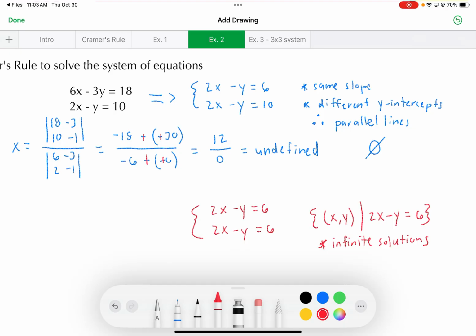So watch out for when you get a 0 in the denominator. You're allowed to get 0 in the numerator. 0 divided by anything is still 0, right? It's just the denominator that will lead you to one of these two conclusions.